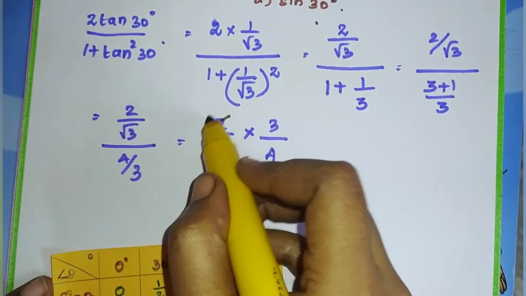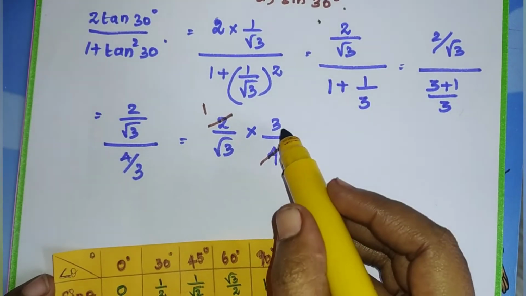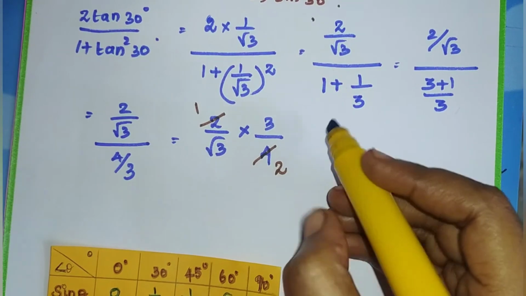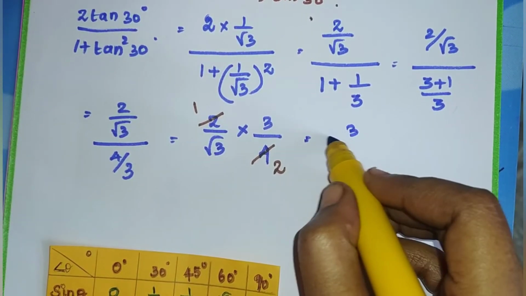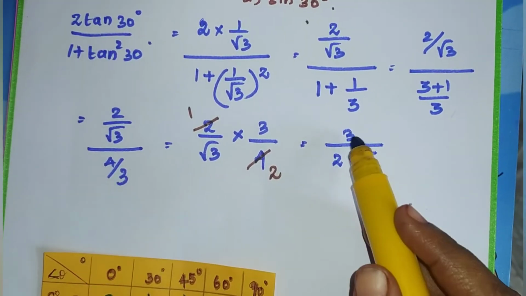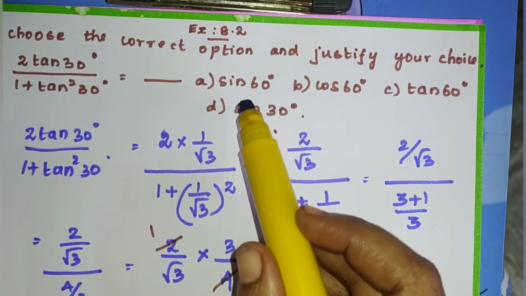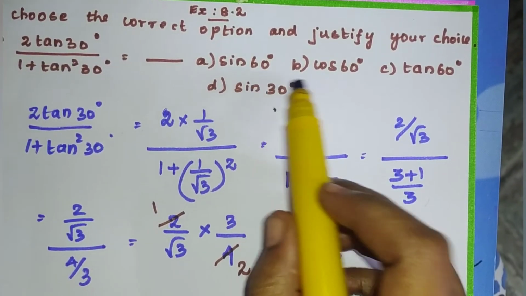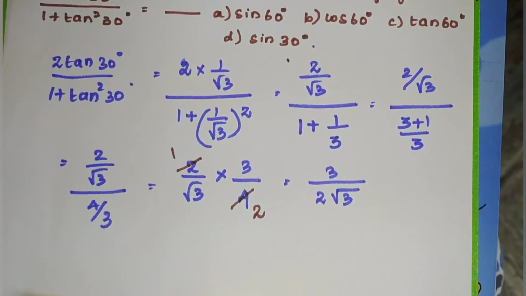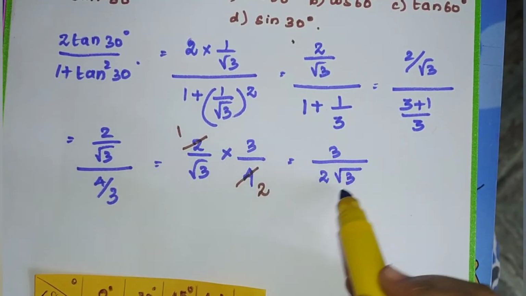Can you cancel anything here? Yes, we can cancel. 2 ones are 2, 2 twos are 4. Then this one you can cancel, no? First write the remaining and then cancel 3 and root 3. So we have 3 by 2 root 3. But we can't choose from the options sin 60 degree, cos 60 degree, tan 60 degree and sin 30 degree. So you have to simplify this 3 by 2 root 3.